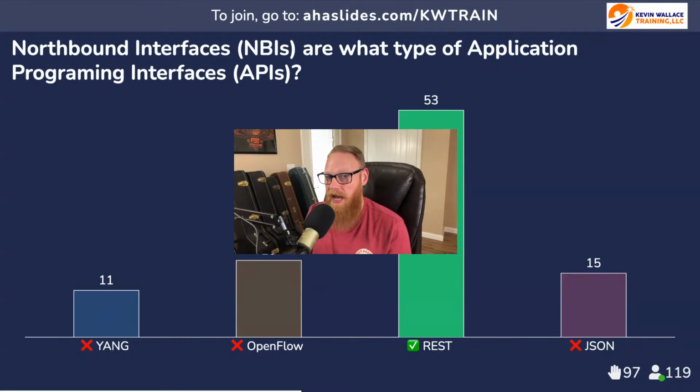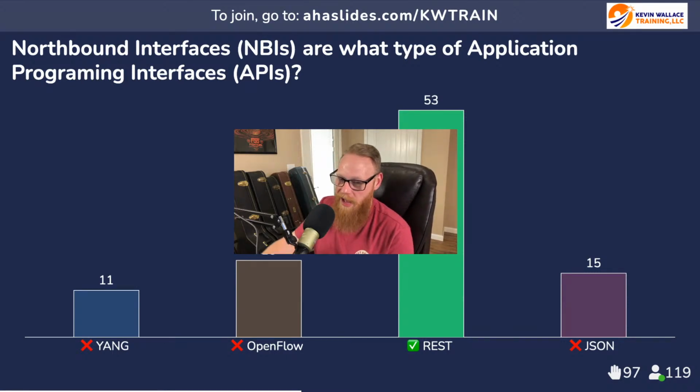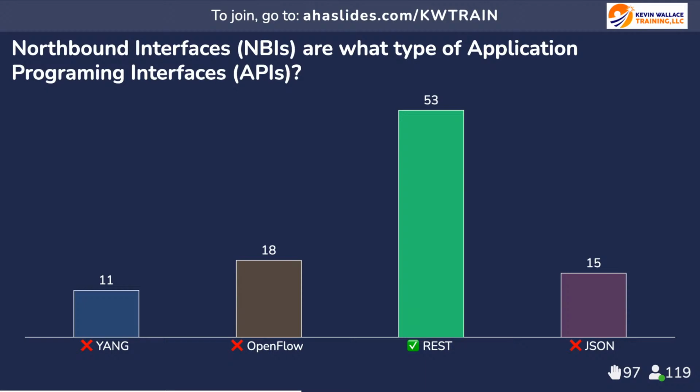So REST APIs are going to use HTTP verbs to communicate with an SDN controller. We have the other options being Yang. Yang is a type of data modeling. OpenFlow is an example actually of a southbound interface. And JSON is a type of data formatting. So great job there. The majority looks like got that one correct.